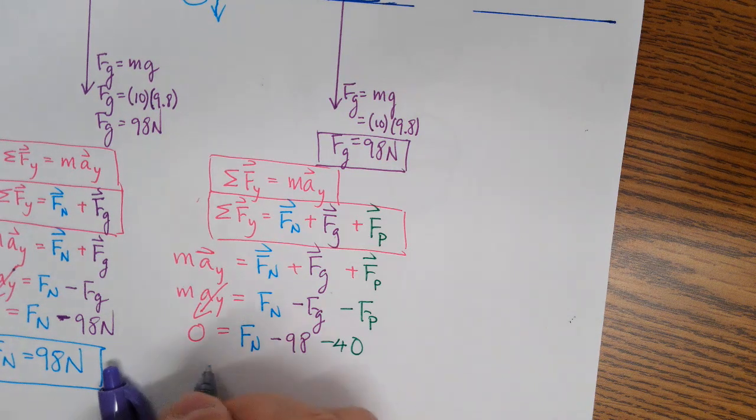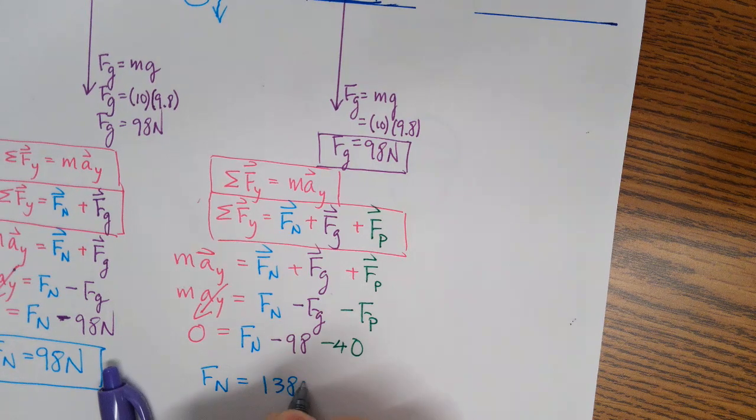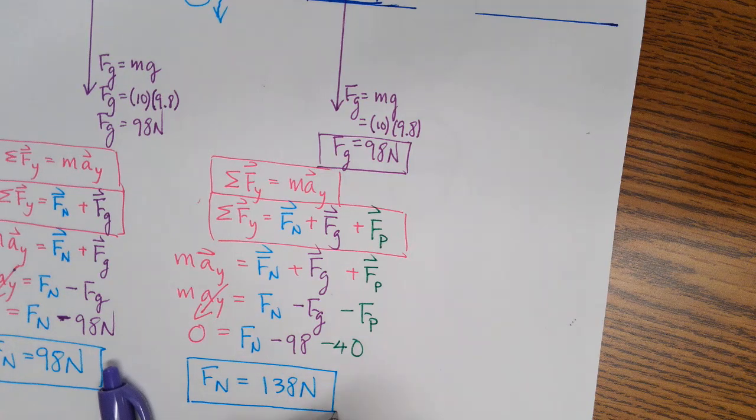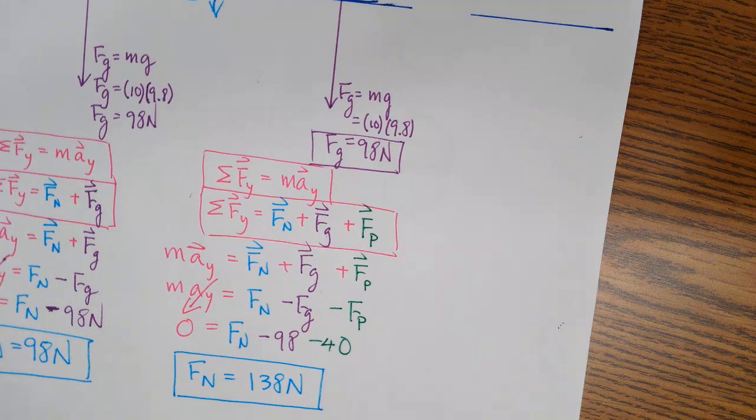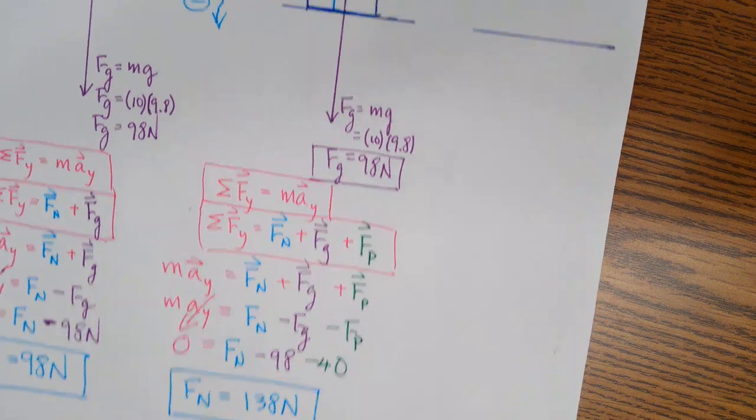So my F normal now is equal to 138 newtons. If you don't know how I got that from here to here, come talk to me after school. We'll have a nice long heart-to-heart talk. All right.